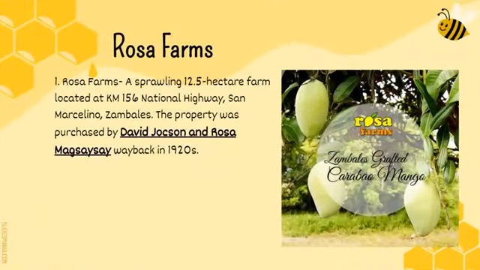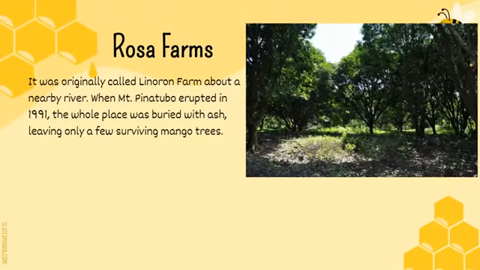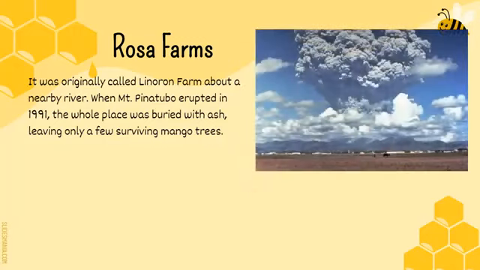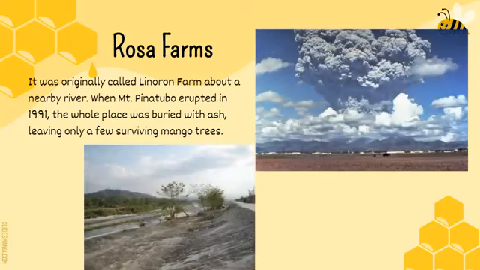To enumerate, number one is the Rosa Farm, a sprawling 12.5-hectare farm located at KM 156 National Highway, San Marcelino, Zambales. The property was purchased by David Hoxton and Rosa Magsaysay way back in the 1920s. It was originally called Linoron Farm, named after a nearby river. When Mount Pinatubo erupted in 1991, the whole place was buried with ash, leaving only a few surviving mango trees.